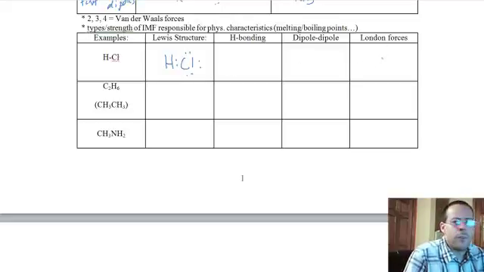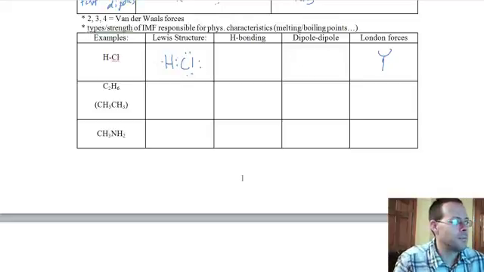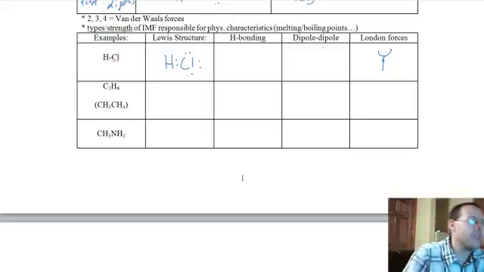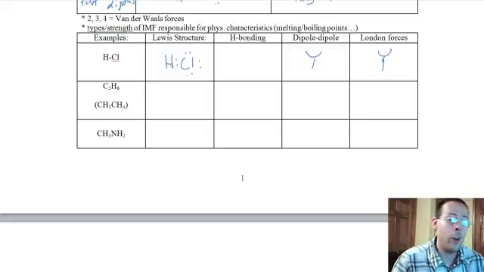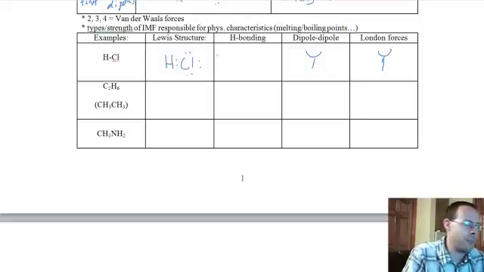And then basically, does this have London forces? Yes, everybody has London forces. Okay. Does this have dipole-dipole? Well, is this molecule polar? Okay, so if we look at its electronegativities, we will see that it is polar. So yes, this has dipole-dipole. Does this have hydrogen bonding? Oh, look, it has a hydrogen. Is it hydrogen bonding? No, because what does that hydrogen have to be attached to? An N, an O, or an F. Chlorine has fairly high electronegativity, but not strong enough to be categorized as a hydrogen bond.